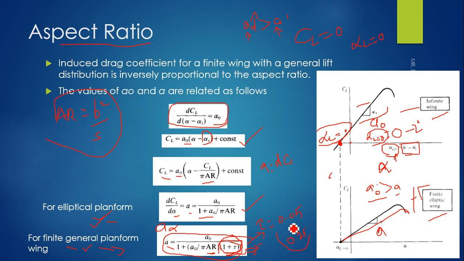So note these two formulas. For elliptical wing, we have this formula. For a general planform wing, we have a formula like this.